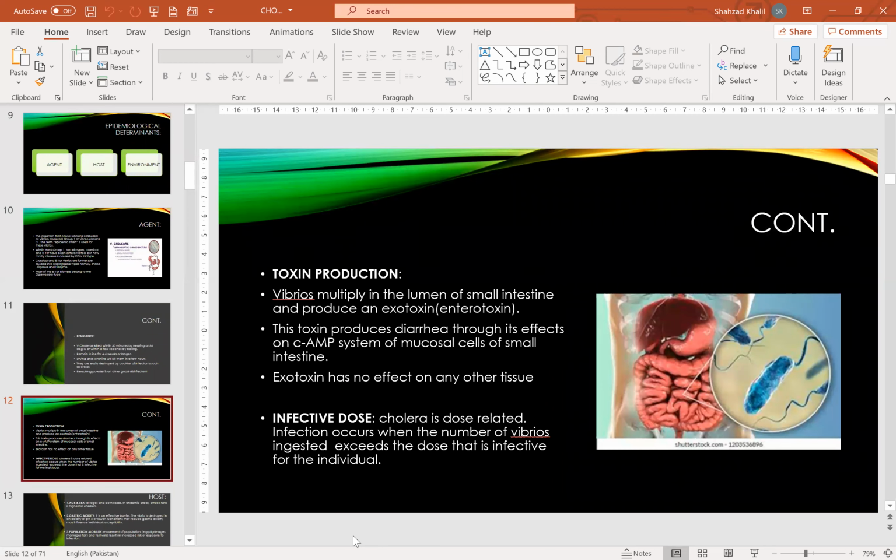Toxin production. Vibrios multiply in the lumen of the small intestine and produce an exotoxin, enterotoxin. This toxin produces diarrhea through its effects on the cyclic AMP system of mucosal cells of the small intestine. The exotoxin has no effect on any other tissue. Infective dose. Cholera is dose related. Infection occurs when the number of Vibrios ingested exceeds the dose that is infective for the individual.